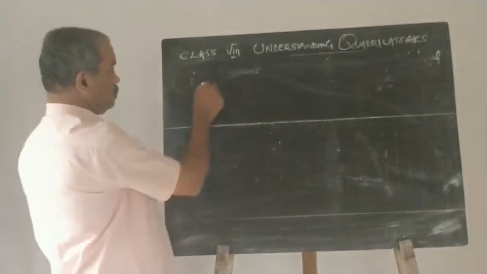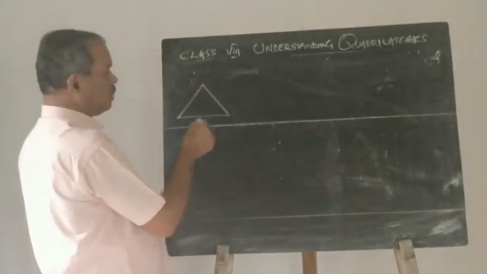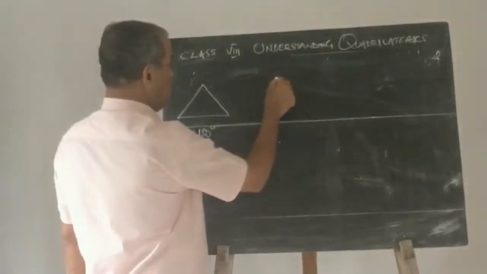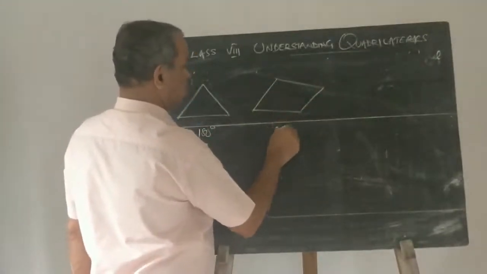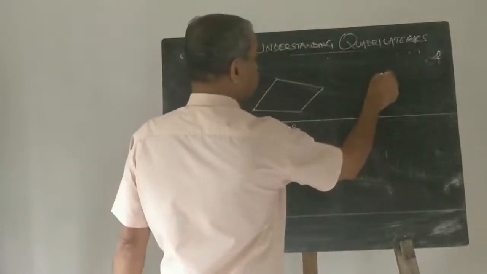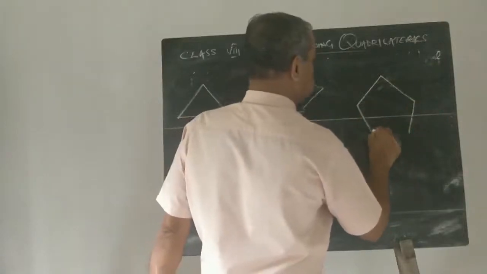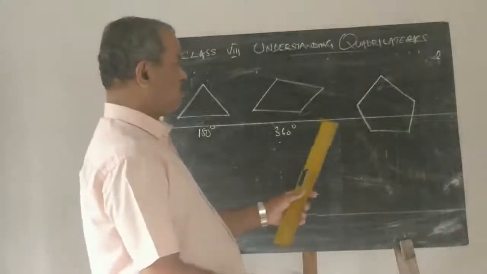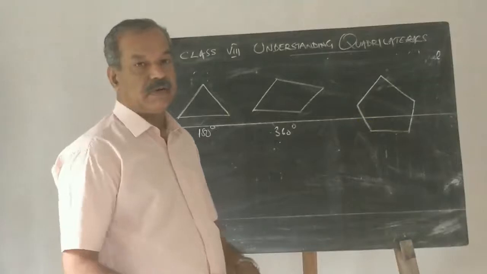Now, in a triangle we have seen the sum of all the angles is 180 degrees. Quadrilateral, 360 degrees. Now, consider a pentagon, a 5-sided polygon. What will be the sum of all the interior angles of a polygon?